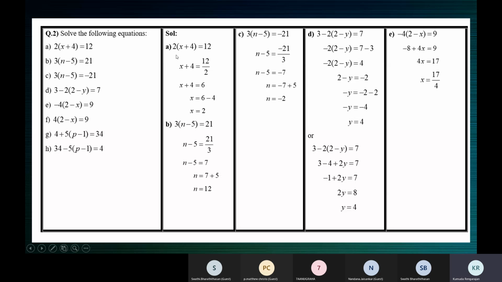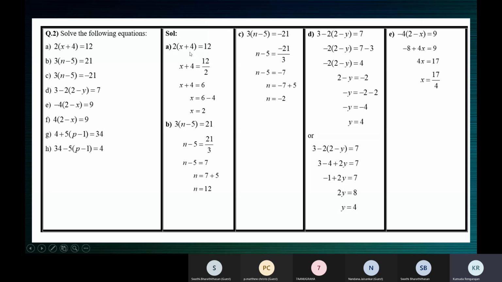So now we have learned here to separate 2 from x in multiplication. 2 into x plus 4 is 12. x plus 4 is an expression multiplied by 2. So how do you separate 2? You should divide both the sides by 2. That's what we're doing. We're dividing both the sides by 2.